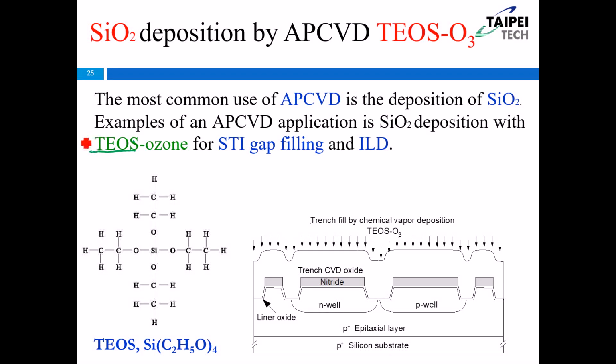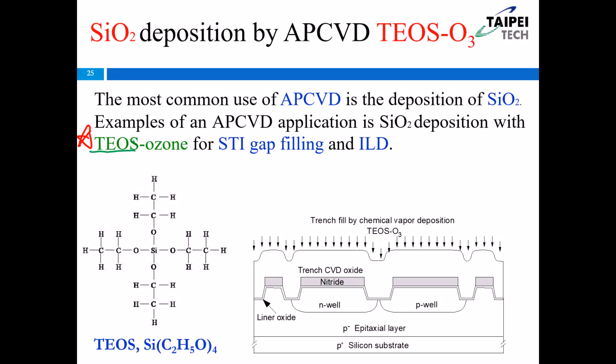TEOS is very important. I show you this slide because the precursor is important. Nowadays we still use this precursor, but we don't use APCVD for STI gap filling or ILD. The tool is wrong, however the precursor is accurate. So you need to memorize the precursor, okay?